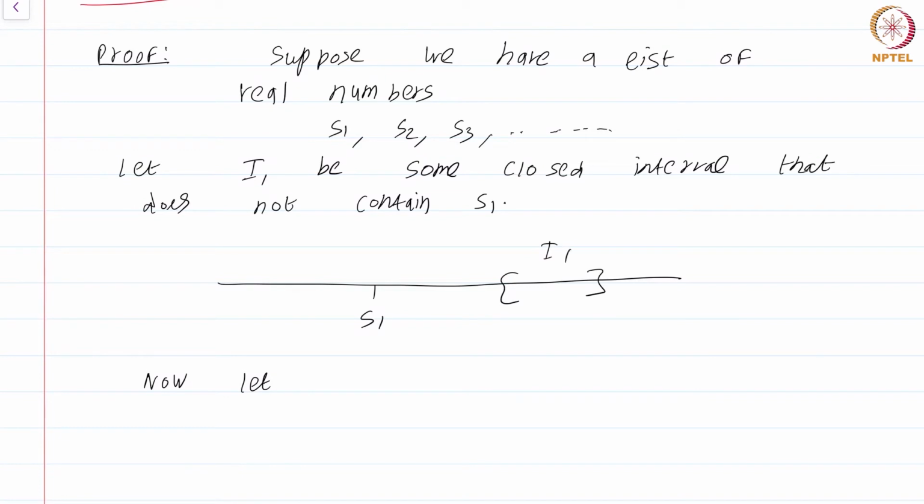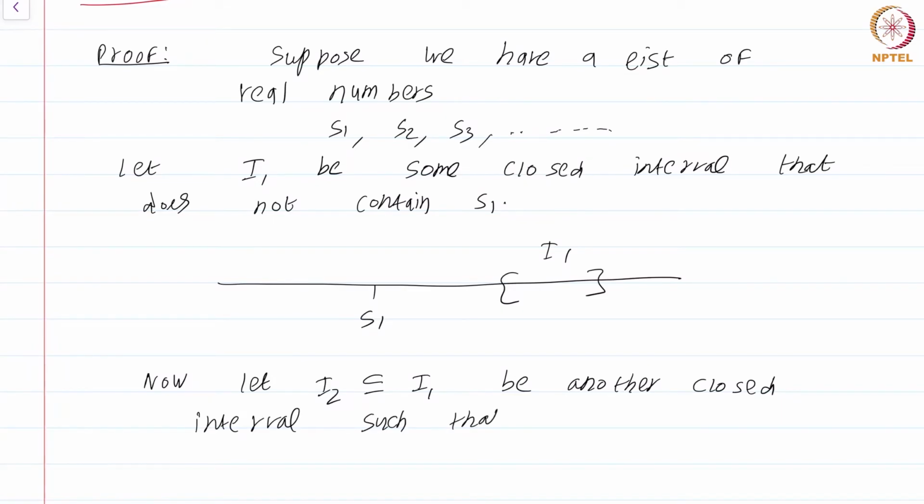Now, so this is I1. Let I2, a subset of I1, be another closed interval such that S2 does not belong to I2. Why does such an interval exist? Well, again, just choose, so say S2 is here, just choose this interval. Okay.